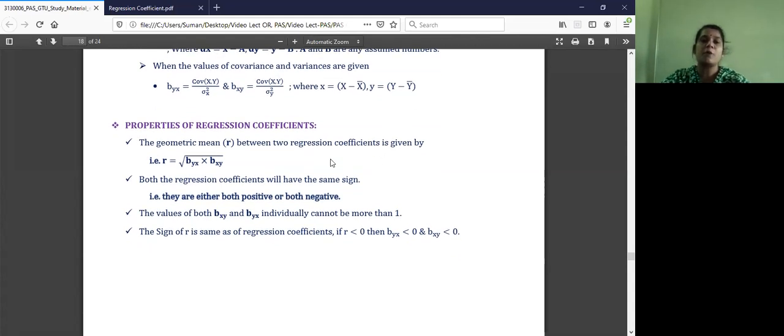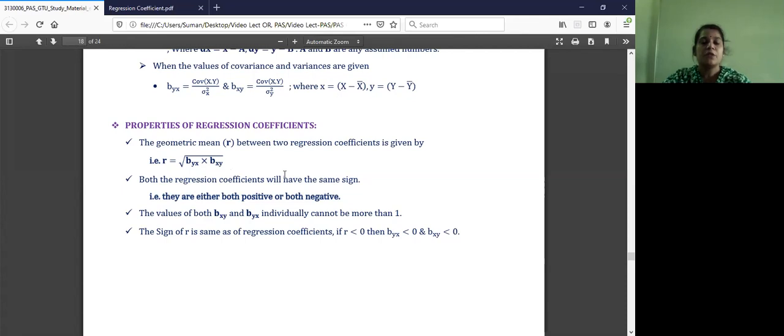So these are the properties of regression coefficient. The first property is the geometric mean, that means small r between the two regression coefficients is given by small r is equal to under root byx into bxy. Both the regression coefficients will have the same sign. This is a very important property of regression coefficients.